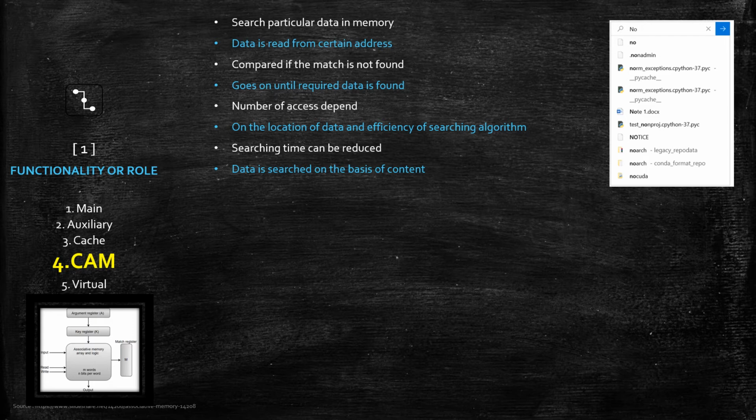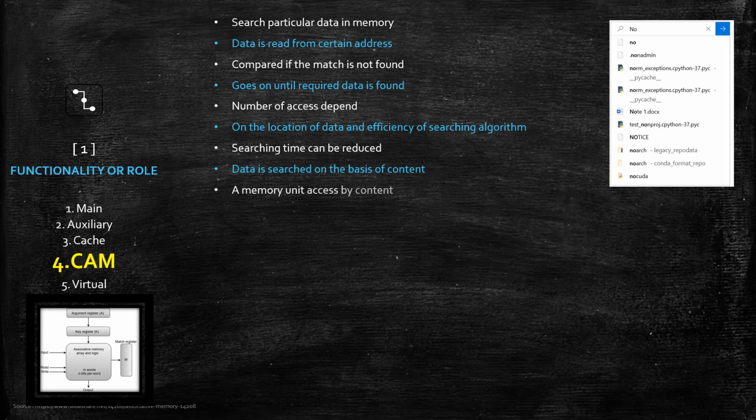So if you notice, we are searching the data based on the content, right? Whatever we are searching, we are searching based on some particular word, that particular tag. And if that text is there in the content, it will be given in the result. So that's why this is called the content addressable memory, right?